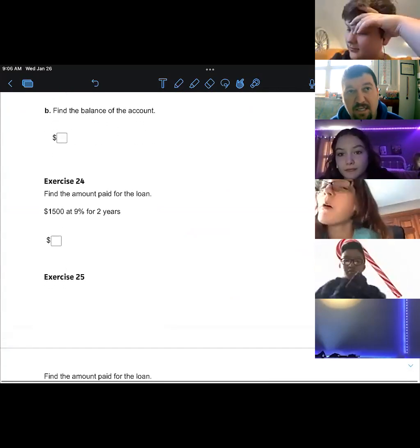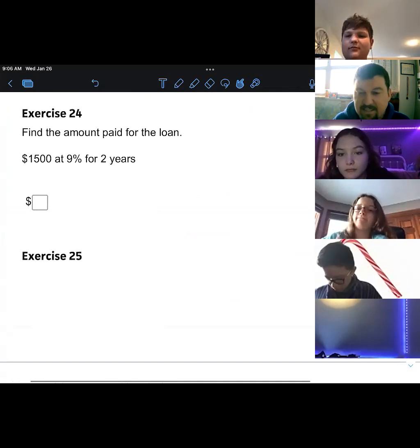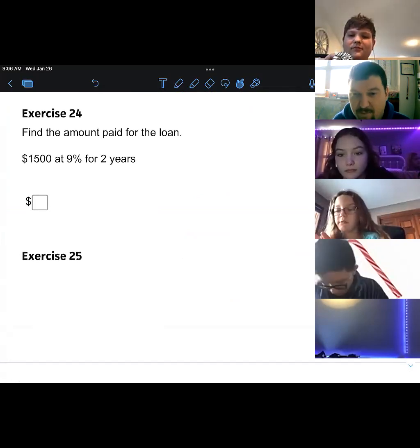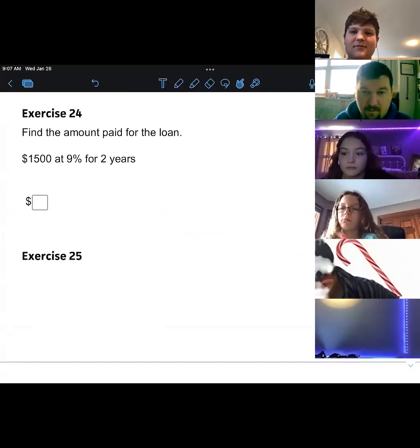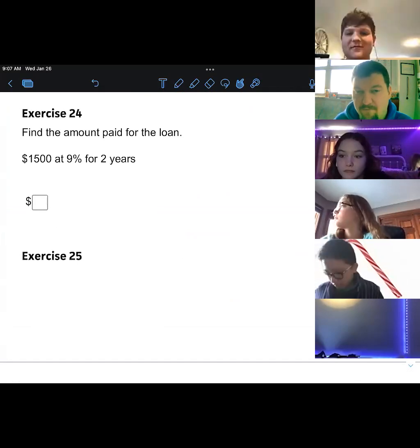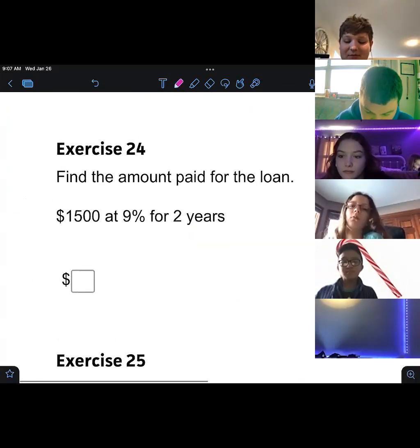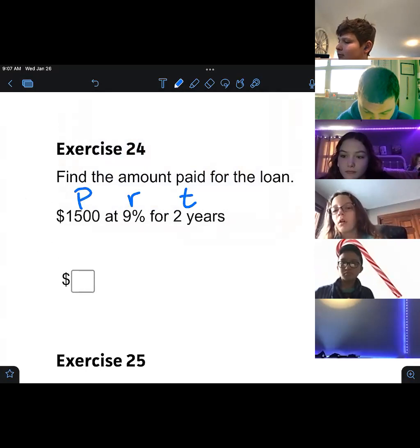Let's look at number 24. Instead of putting money into the bank, this time we're borrowing it from the bank. It does not change how we find our answer. The only things changing are the numbers. We still have our P, our R, and our T.